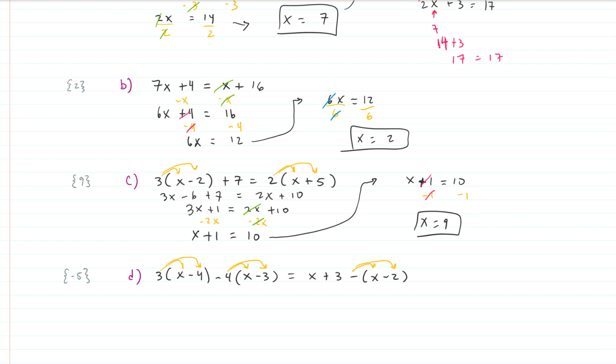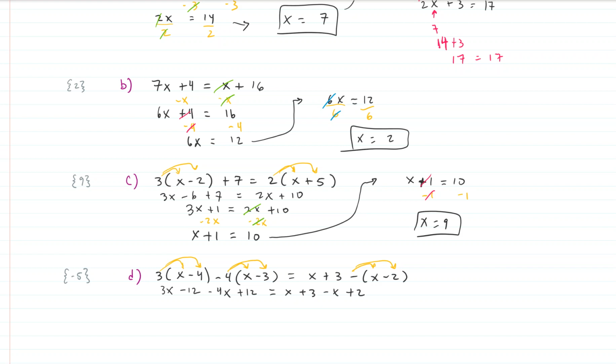So 3 times x gives us 3x. 3 and negative 4 give us negative 12. Negative 4 and x give us negative 4x. Negative 4 and negative 3 give us positive 12. The right side we have x plus 3. The minus and the x give us negative x. The minus 2 give us positive 2.